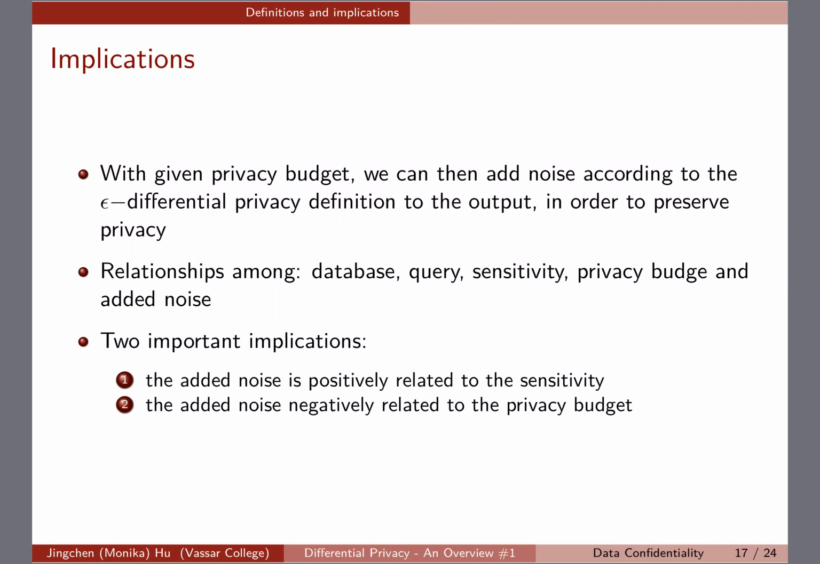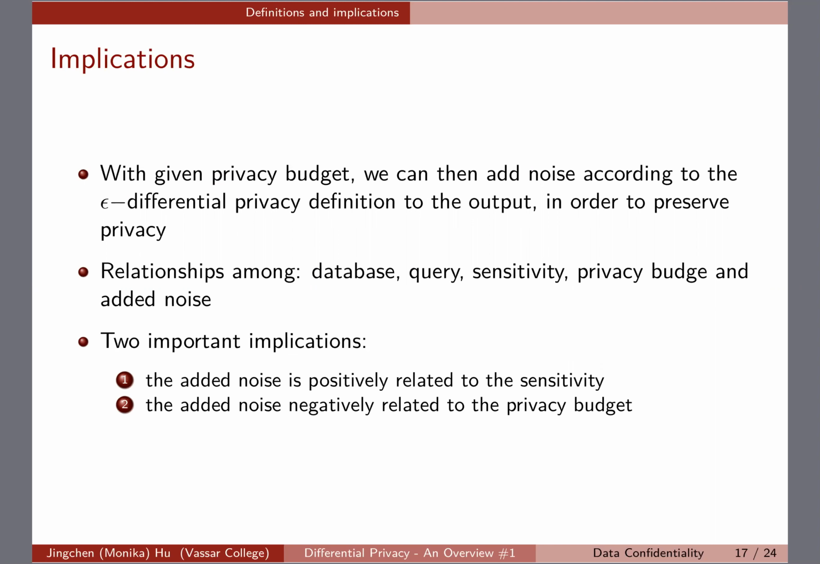So as you can see from here, the added noise will depend on the L1 sensitivity, and will also depend on the privacy budget, okay? But if we come back to what we just did earlier, we know that sensitivity depends on the database and the query, right? The privacy budget is predetermined, set by somebody, maybe not yourself. So we want to connect all of the terms together to give you a sense of what we're trying to do, okay?